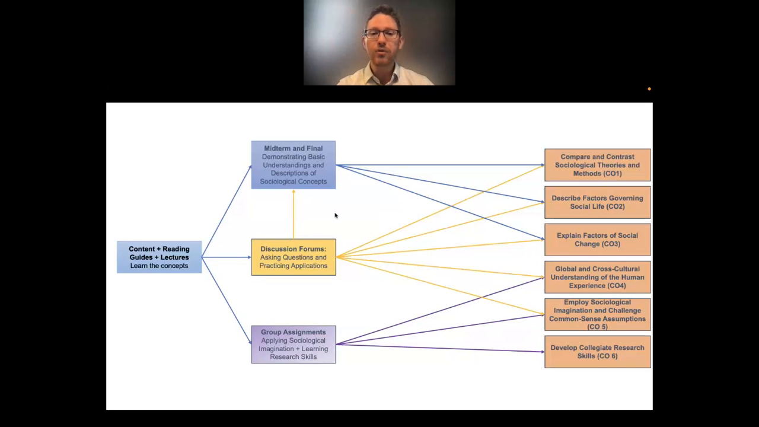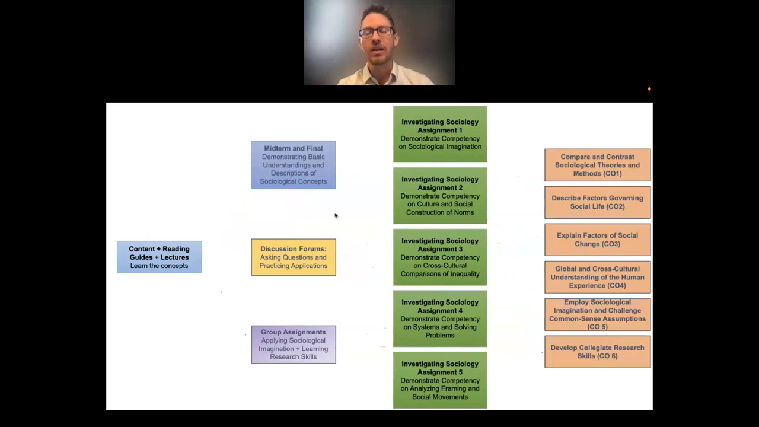However, the discussion forums are mostly practice. I won't be grading you on perfection. I will be grading you to see if you're trying and you're working at it. So how do I then measure that you actually have become competent at these objectives? And that's through the investigating sociology assignment. So remember, depending on whether you're going for a C, a B, or an A, you'll have to do between 1 to 4 of these. So really it works as kind of stepping stones.